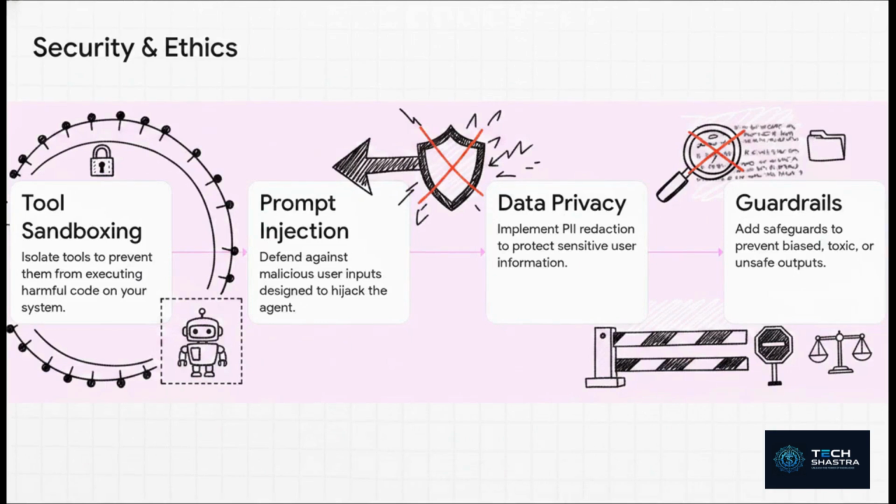As you build, please do not treat security like it's some optional extra. It's not. You have to implement tool sandboxing so your agent can't accidentally run dangerous code. You have to learn how to defend against prompt injection attacks that could let someone hijack your agent. And it is absolutely critical that you redact personal data, or PII, to keep your users safe. These things make your agent safe and reliable.